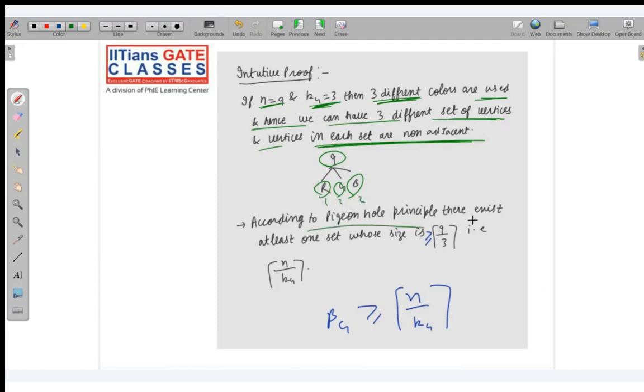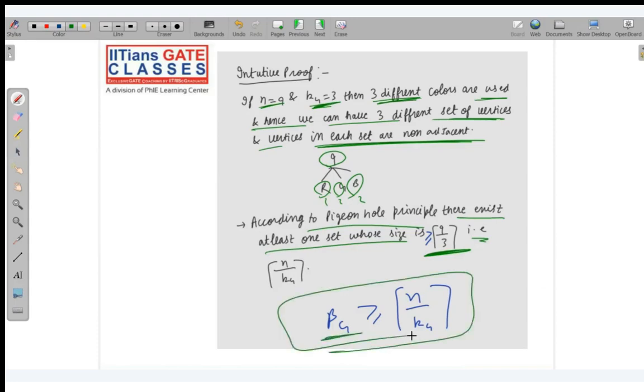So according to the Pigeonhole principle, there exists at least one set whose size is greater than or equal to n by 3. That is ceiling of n upon kG. So beta G will be greater than or equal to ceiling of n by kG. So this is a proof. If you are able to get it, it's okay. If you are not able to get it, don't worry. In the recording, you can watch it. We should not waste time in the proof because time is very less. You should know this formula very properly. Beta G should be greater than or equal to ceiling of n upon kG.